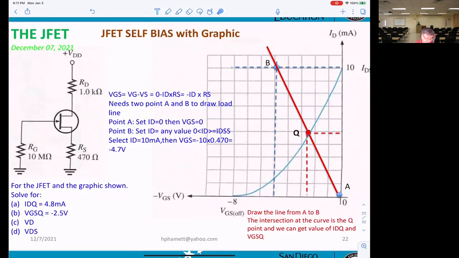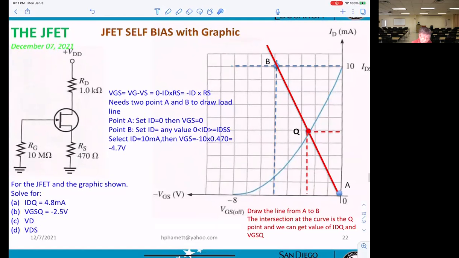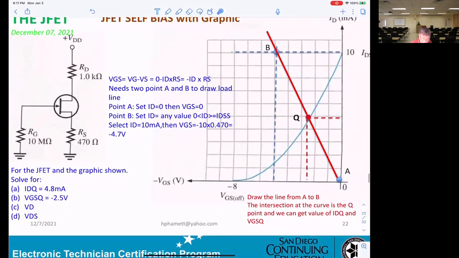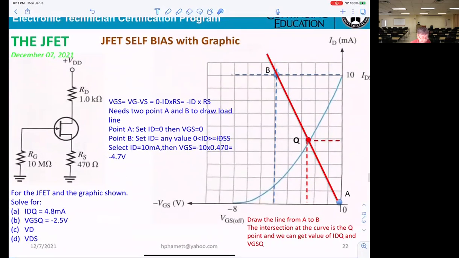Okay? And you're looking at that example using the graph and trying to see how you get point A, how you get point B, and you draw the line from A to B in order to get the intersection right here. That's what's called Q. IDQ, go this way. VGSQ, going down here.